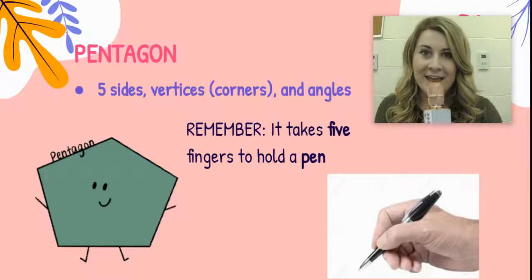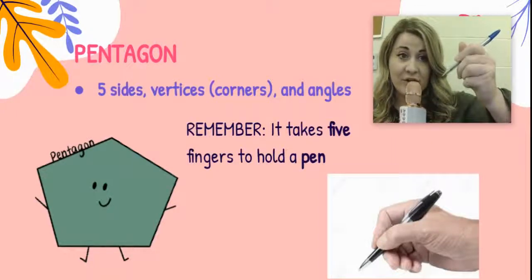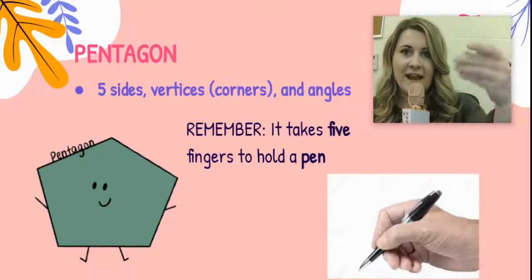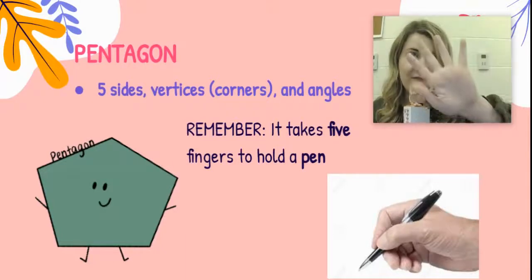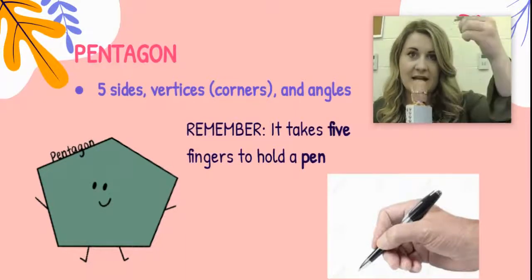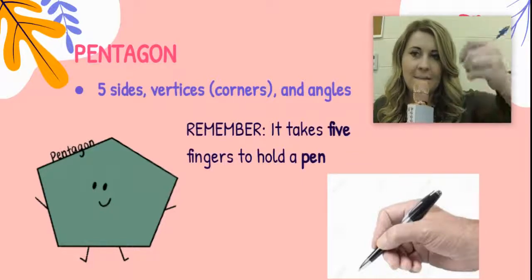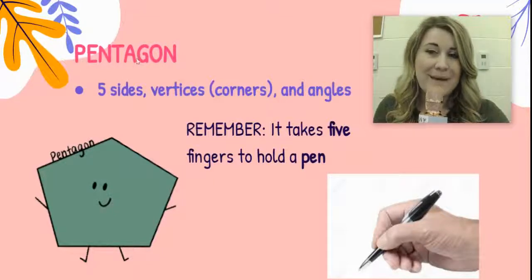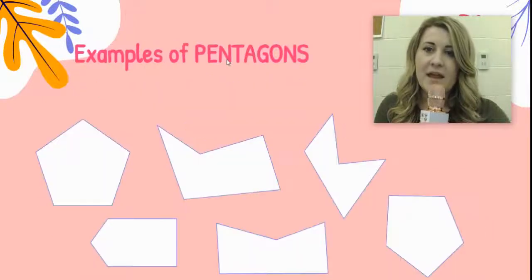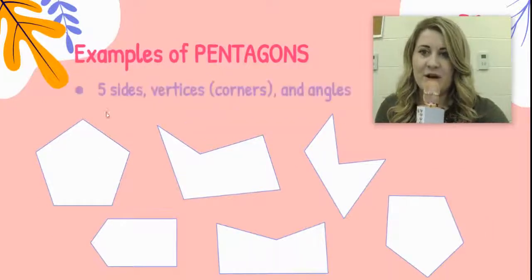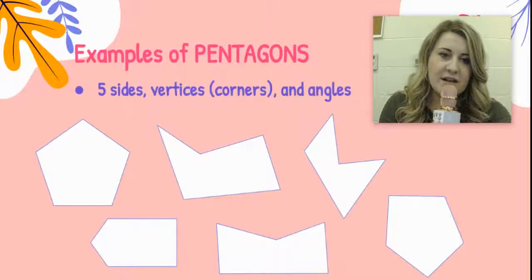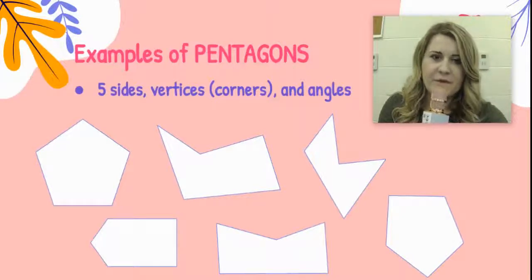Because a pen you hold with your hand, and when you hold a pen with your hand, you're using all 5 fingers. It takes 5 fingers to hold a pen. So pentagon has 5 sides because it takes 5 fingers to hold a pen. Pen. And also, if you want to think of penta, the word right before pentagon, P-E-N-T-A, that's 5 letters. Penta. So pentagon, okay? Next, we have some examples of the pentagon. All of these have 5 sides, 5 corners, and 5 angles. So I want you to take a minute and look at all these different shapes because none of them look the same, really.